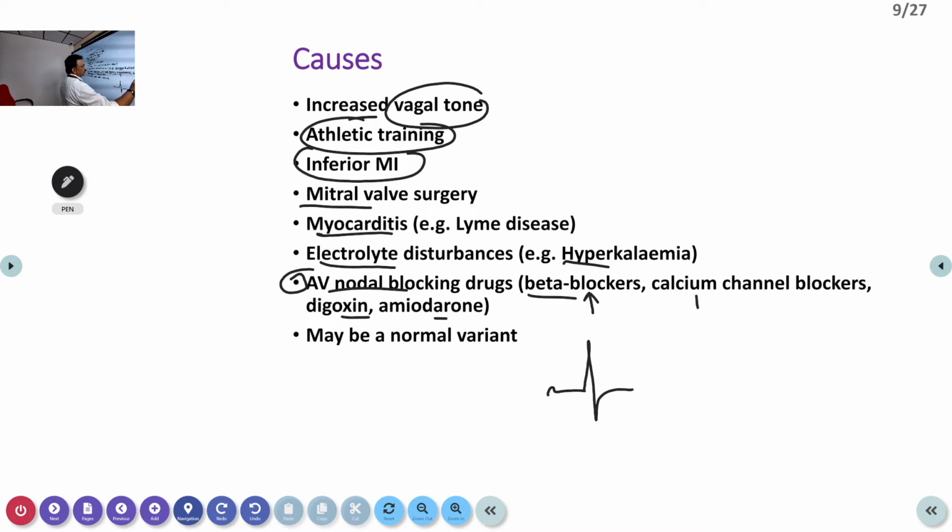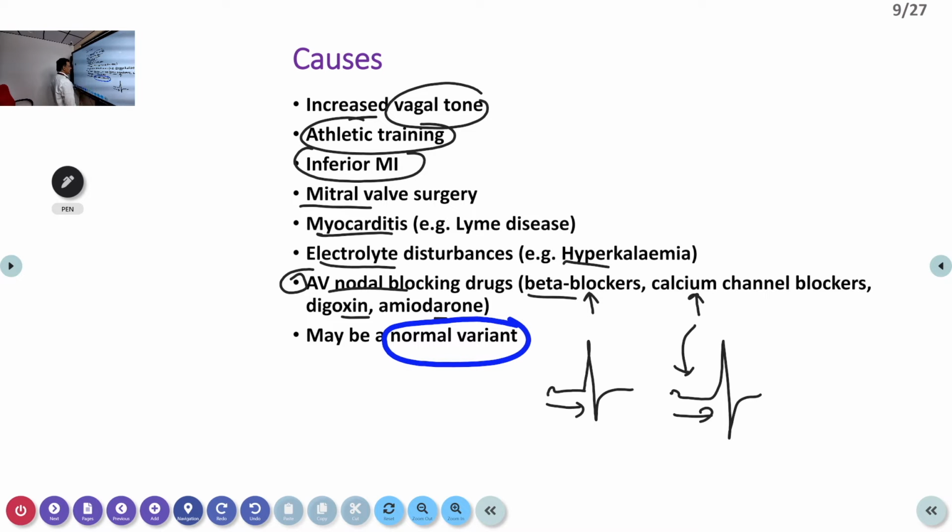But with calcium channel blockers and beta blockers, if the PR interval is already prolonged, it is better to avoid this type of drug. If any patient already has a prolonged PR interval, there is no need to add a beta blocker and increase the problem. Sometimes it can be a normal variant, that is very important. The patient is absolutely normal, but the ECG shows a prolonged PR interval.